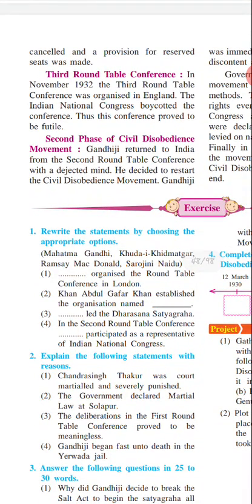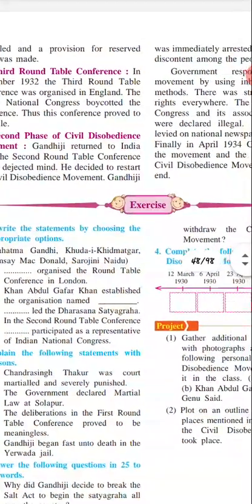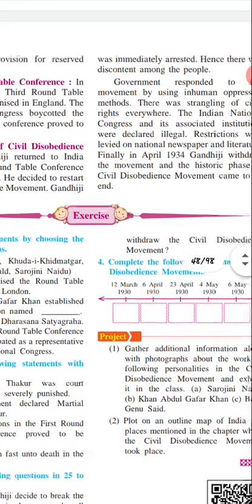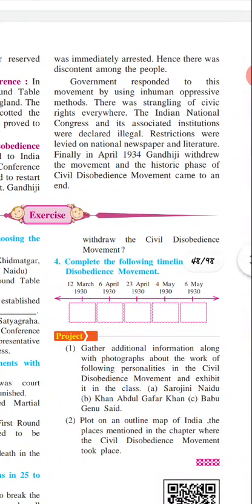Second phase of civil disobedience movement. Gandhiji returned to India from the Second Roundtable Conference with a dejected mind. He decided to restart the civil disobedience movement. Gandhiji was immediately arrested, hence there was discontent among the people.